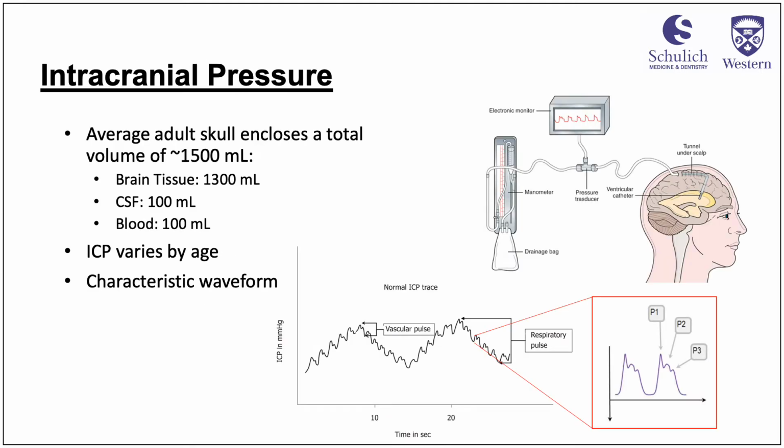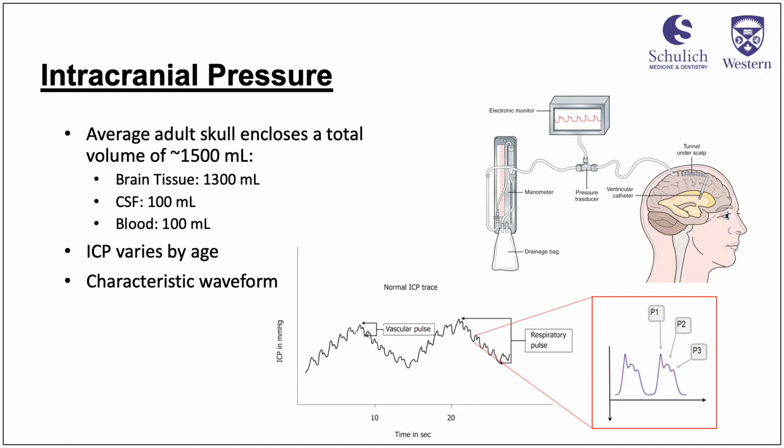So an average skull has a certain volume, and in an adult it's generally about 1,500 mL. The majority of that is brain tissue, and then we also have cerebrospinal fluid as well as blood, each about 100 cc, sometimes a little bit more, sometimes a little bit less. And it's an enclosed space, so all these components together create a certain pressure inside the skull, which is the intracranial pressure.